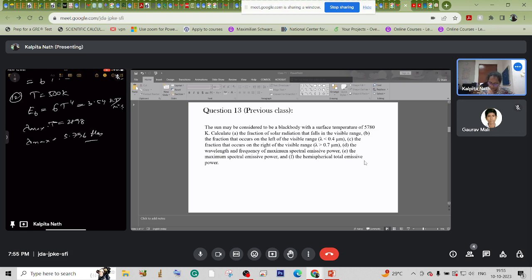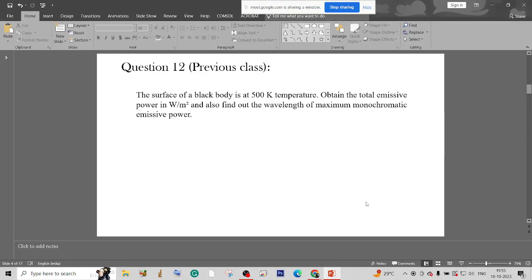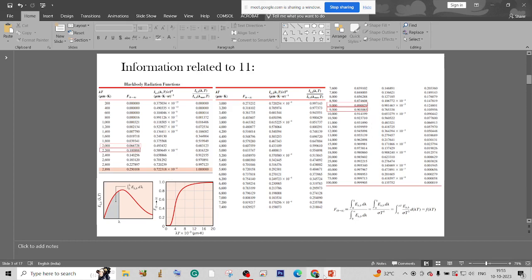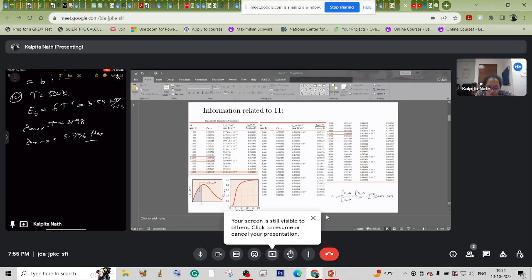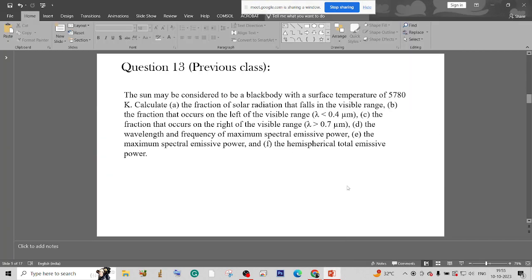So let's suppose the visible range is between 0.4 and 0.7 micrometer. First of all, we have to take lambda 1 to be 0.4 and lambda 2 to be 0.7, and we have to calculate the fraction between them, and for that we'll be using this chart, right? So in this way we'll calculate for the visible range, and now individually also we can calculate in a similar way, because we already know the temperatures.